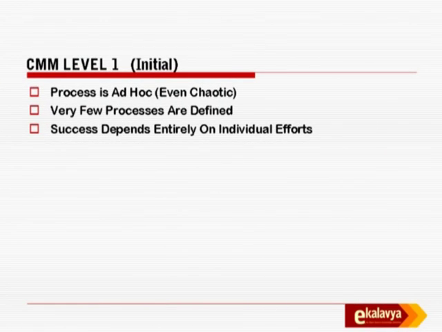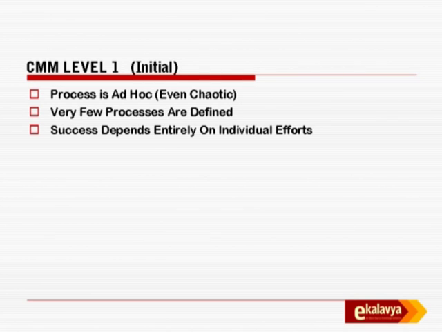There are 5 levels. You might appreciate the fact that IIT Bombay's team is already considered as at level 1. So we have a CMM level 1. As to how good or bad it is, I'll just read out the level 1 model. It is called the initial model. The process is ad hoc. That means nobody knows what anybody is doing during the software development phase. Very few processes are defined. So there is no definition of how this process will be carried out. And success depends entirely on individual efforts. So you will agree that all the software that IITians like you write are CMM level 1 software.